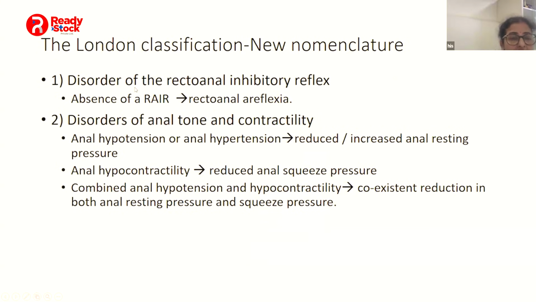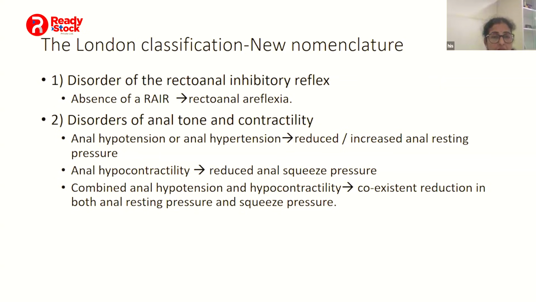Here, the main difference is we are looking at components of the anorectal manometry and classifying disorders as major or minor. Major, which is clinically significant, minor, which can be seen in a significant number of healthy population as well. So we know that RAIR is a very, very important component of the anorectal manometry, and absence of a RAIR is significant.